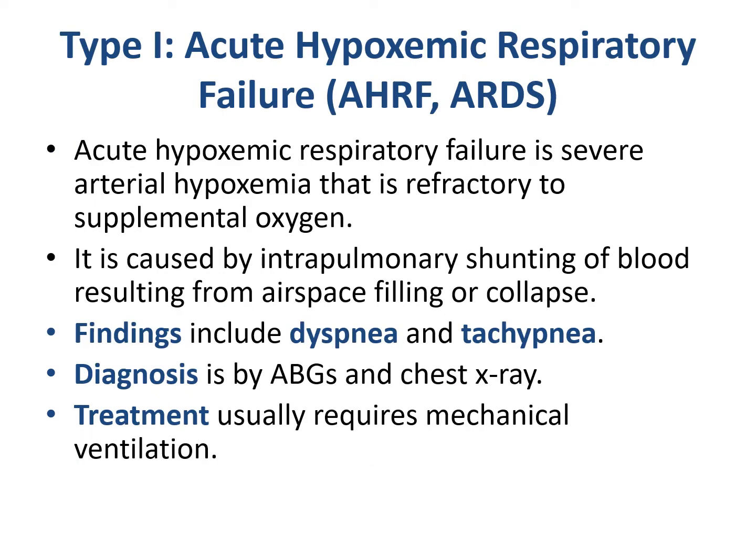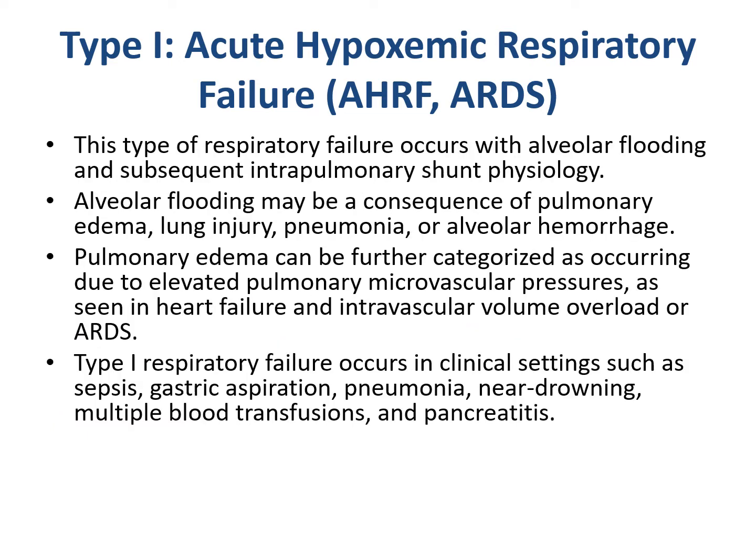Now about type 1, acute hypoxemic respiratory failure, AHRF, ARDS. Acute hypoxemic respiratory failure is severe arterial hypoxemia that is refractory to supplemental oxygen. It's caused by intrapulmonary shunting of blood resulting from airspace filling or collapse. Findings include dyspnea and tachypnea. Diagnosis is by ABGs and chest X-ray. Treatment usually requires mechanical ventilation.